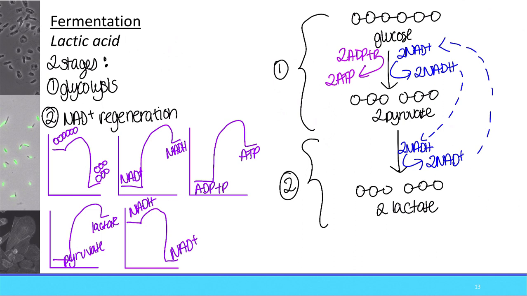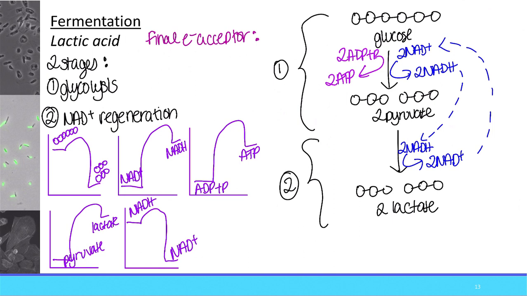So the last thing that we're going to do is we're going to figure out what our final electron acceptor is. In aerobic respiration, that's oxygen. In anaerobic respiration, it's some sort of an inorganic molecule. In alcohol fermentation, our final electron acceptor was acetaldehyde. And in lactic acid fermentation, can you all figure out and tell me what the final electron acceptor is? So I'll give you a minute or so to think about it.